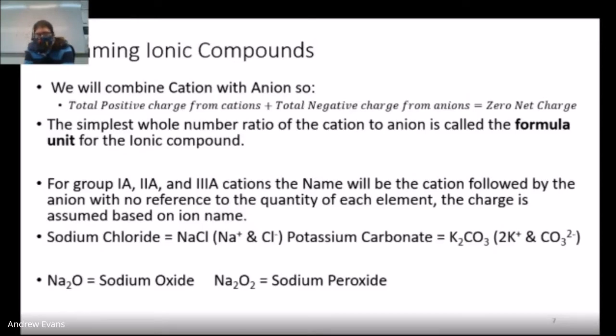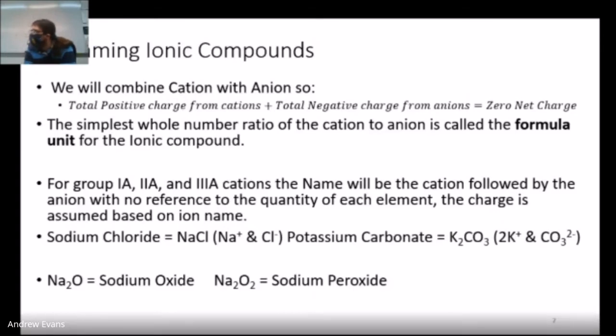Now, the simplest whole number ratio of cation to anion is our formula unit. Now, we are going to name some of these based on the group. Group 1, Group 2, and Group 3 are going to have a simple way to name them. The transition metals are going to have a separate way to name them because of trickiness.